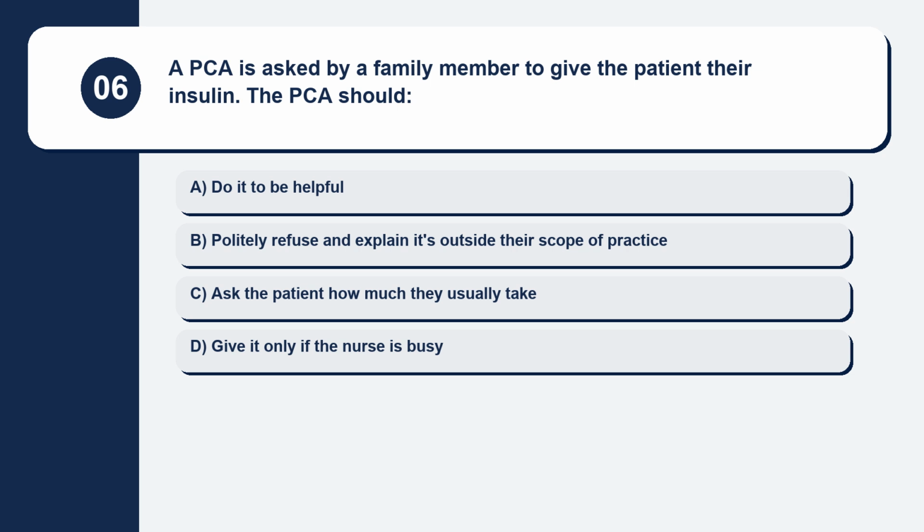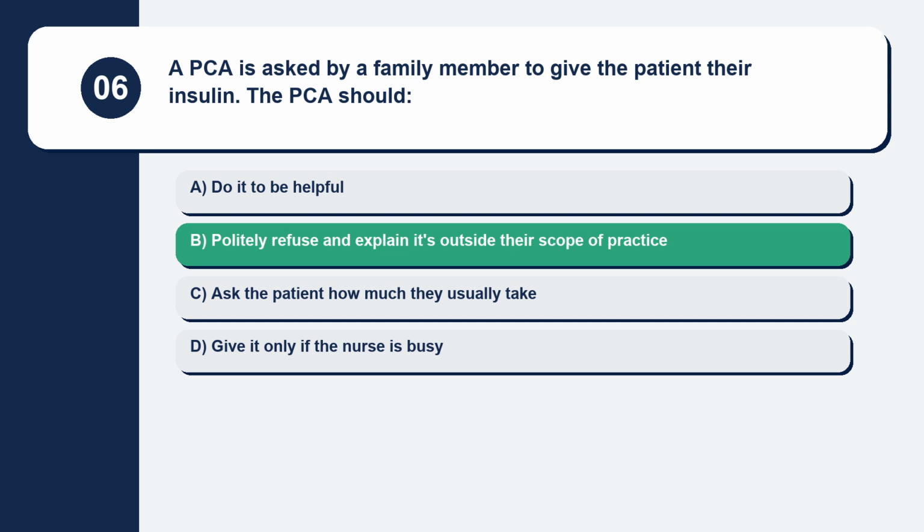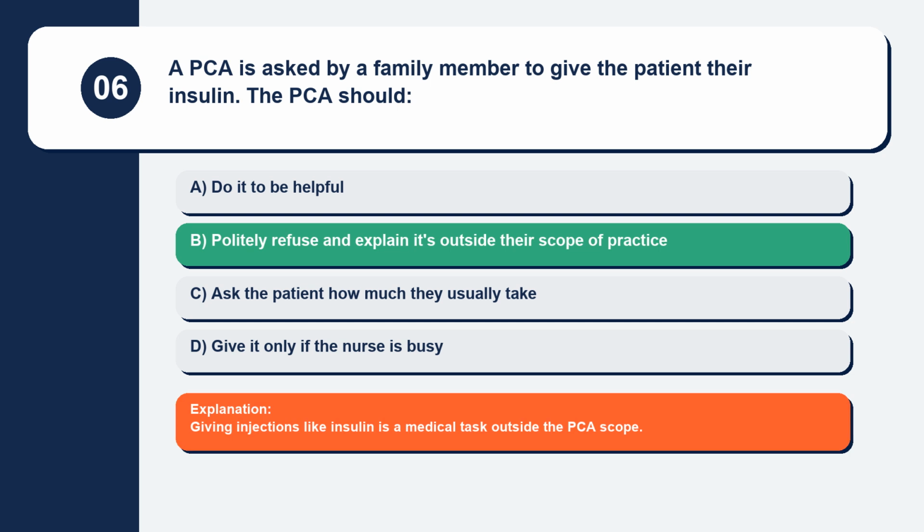Question 6. A PCA is asked by a family member to give the patient their insulin. The PCA should do it to be helpful, politely refuse and explain it's outside their scope of practice, ask the patient how much they usually take, or give it only if the nurse is busy. Giving injections like insulin is a medical task outside the PCA scope.